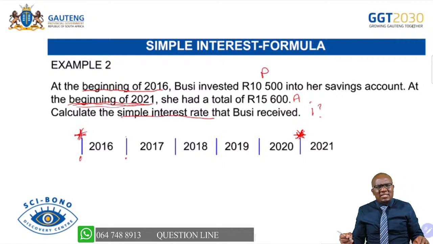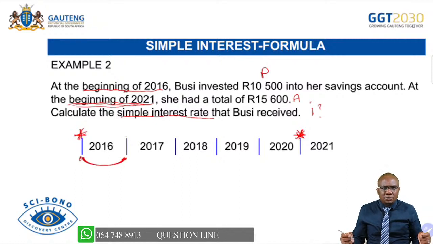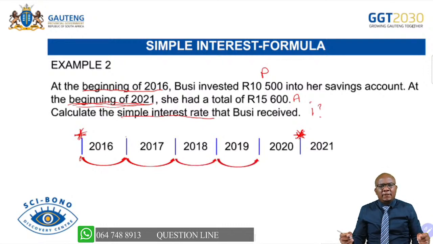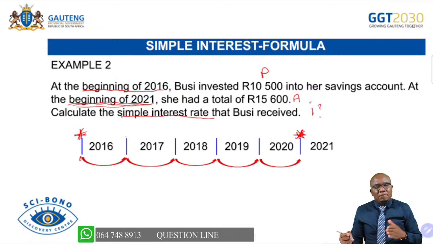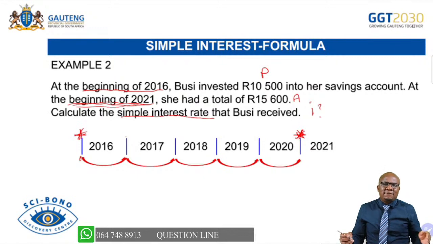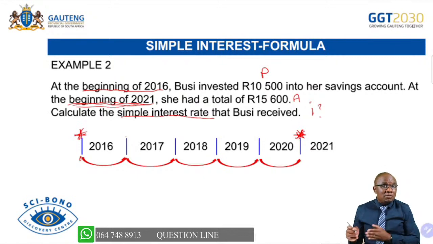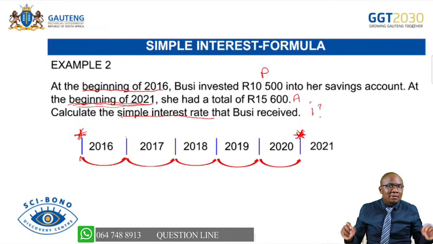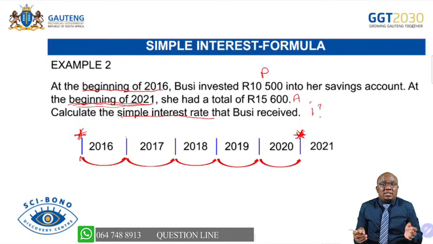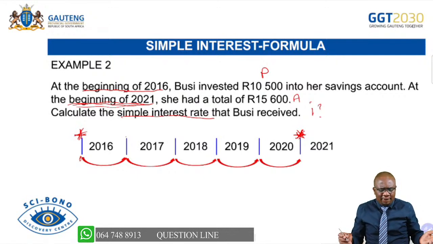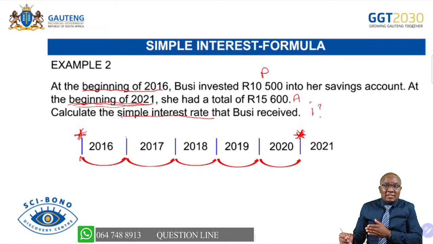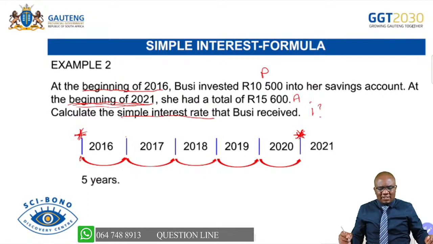So how many years is that? Then you start counting your years. 1, 2, 3, 4, 5 years. From the beginning of 2016 to the beginning of 2021, it is 5 years. But if you can count that without the timeline, it's still fine. The timeline is not marked, it's going to assist you. It's a tool that we use. Okay? Right. If you could find that it's 5 years without doing the timeline, it's okay. Right. So 5 years. Now we have our N.